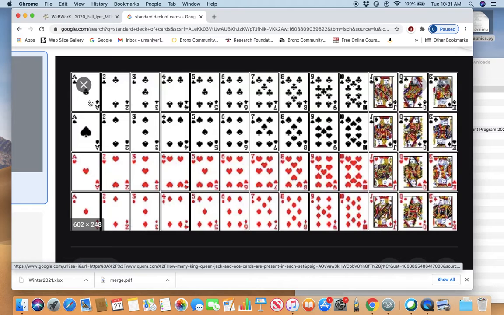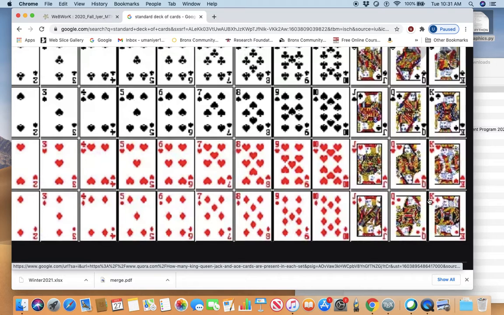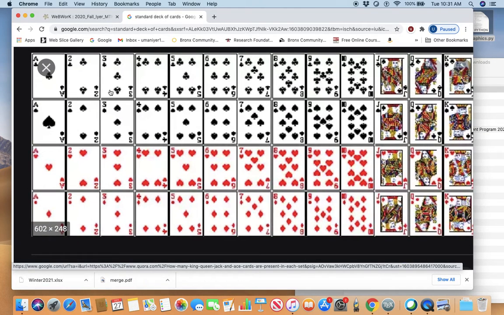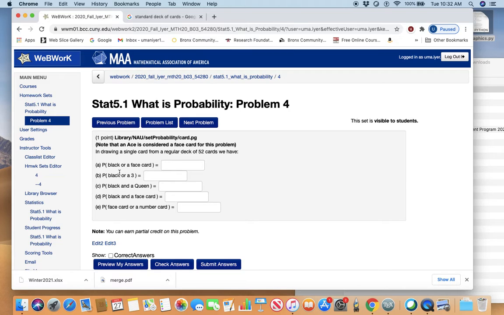So there you go. That's club, spade, hearts, diamonds. You have ace through king. This is a standard deck of cards. All right. So what are we doing? There are 13 in each suit. 13 plus 13 is 26, plus 13 is 39, plus 13 is 52. 52 cards in all. So you're drawing a single card from 52 cards. What is the probability of getting a black or a face card?